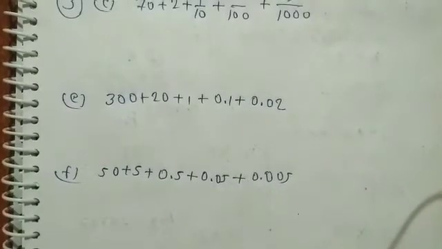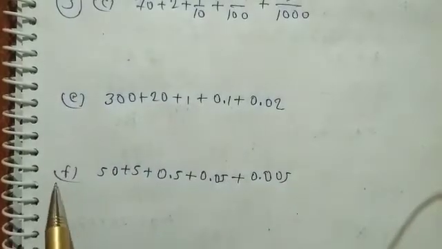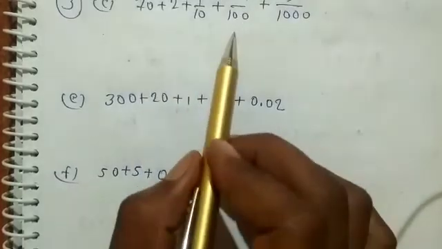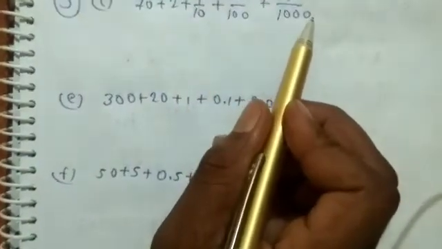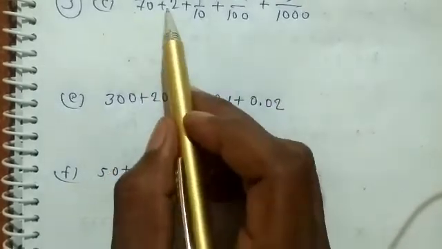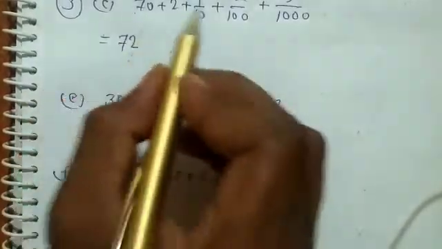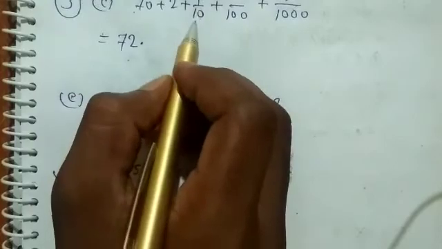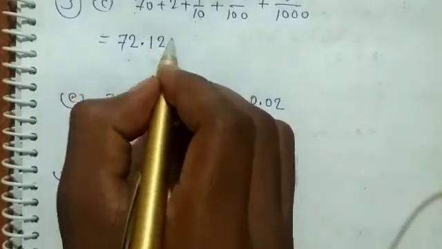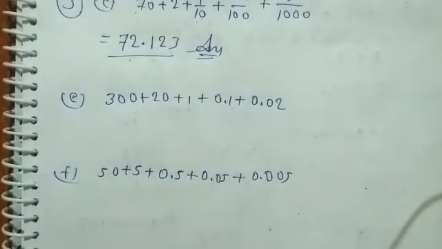Question number 3, that is write the following in short form. Parts C, E and F I will solve for you. Remaining parts you will solve by yourself. In these questions, the expanded form is already given. You have to represent this expanded form in the short form. This is 70 plus 2, it means this is 72 and this is decimal, 1/10, 2/100, 3/1000. So this is the short form of this expansion.